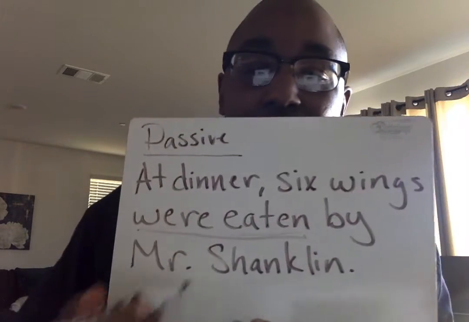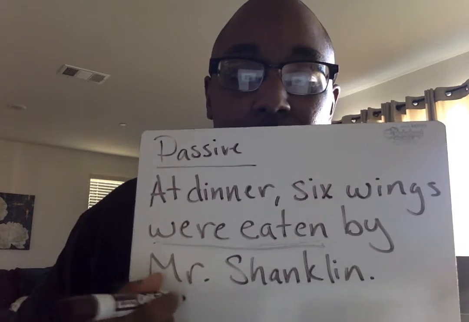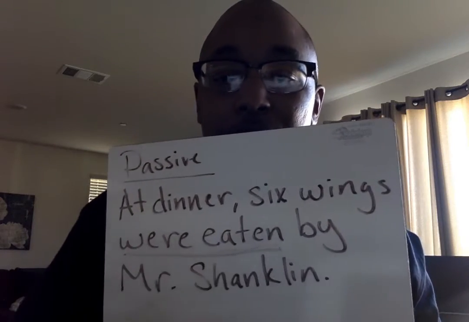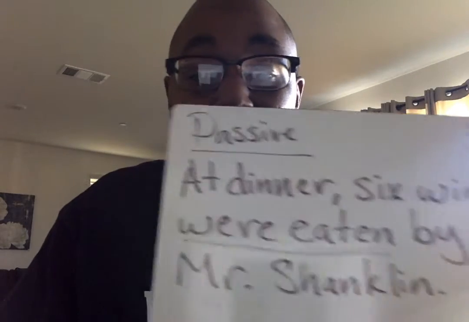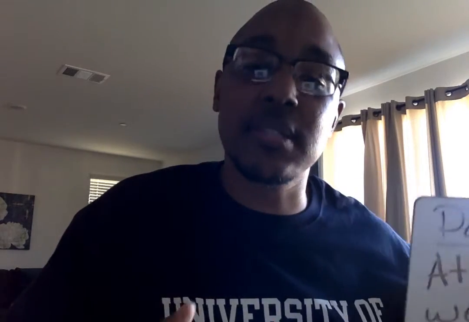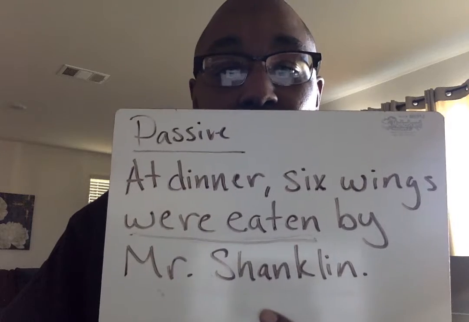Who is doing the eating? Eating is the question, right? That answer is Mr. Shanklin. Mr. Shanklin is doing the eating, but it's a little confusing. It's at the end of the sentence. It's after the verb. This should actually probably read, at dinner, Mr. Shanklin ate 6 wings, right? And then we can clearly find the subject, know the direct object, and we're good to go. Passive voice is not how we usually want to write.